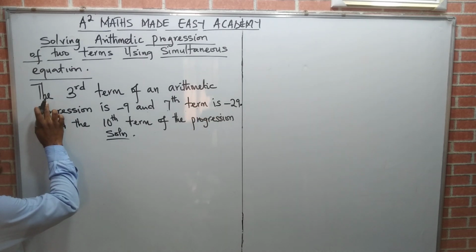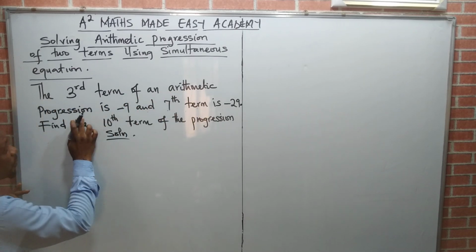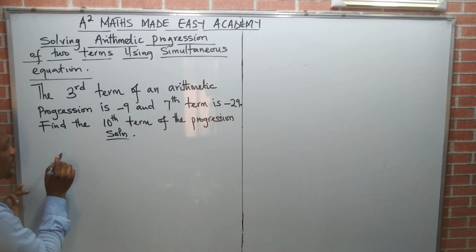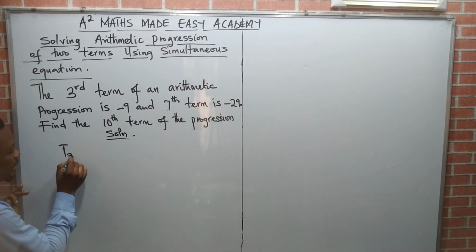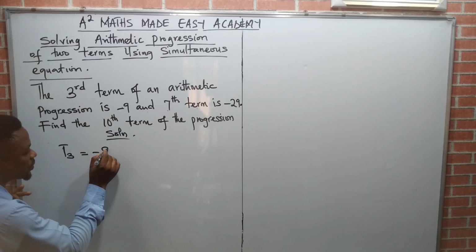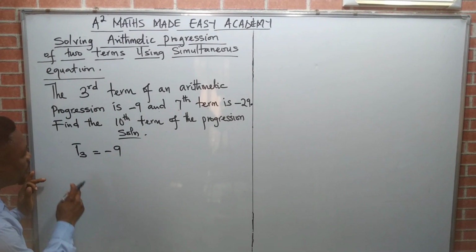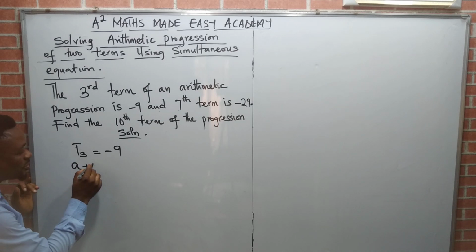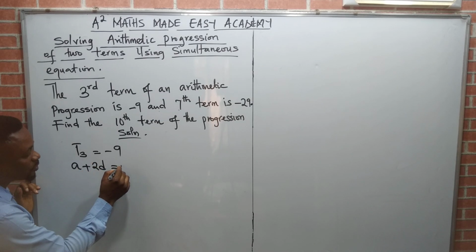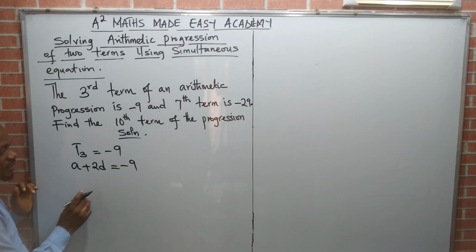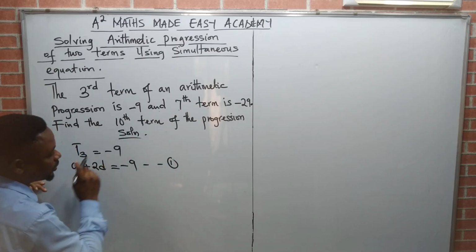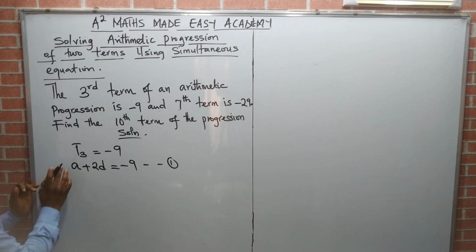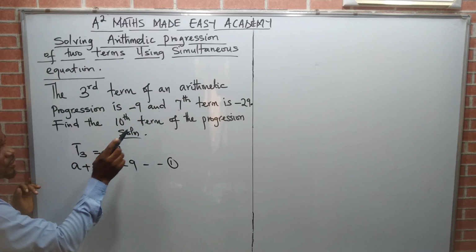The question says the third term of an arithmetic progression is minus 9. So T3 is minus 9. Now what is the formula for the third term? The third term is A plus 2D, equal to minus 9. Call this equation 1. Then we move again to the continuation of the question.